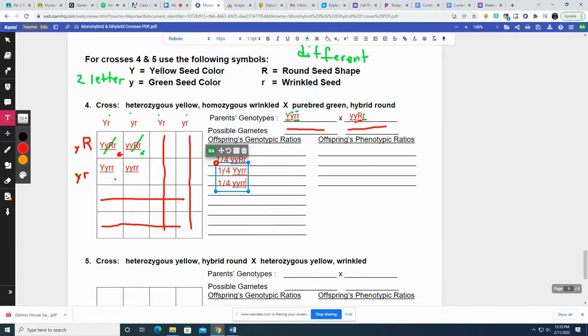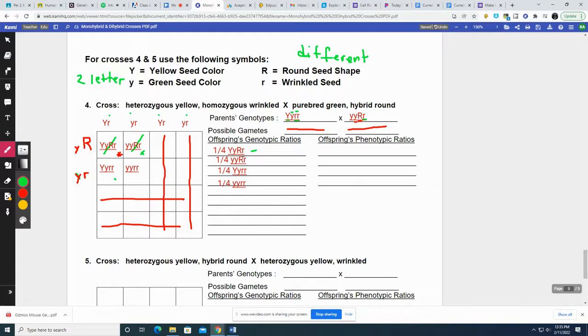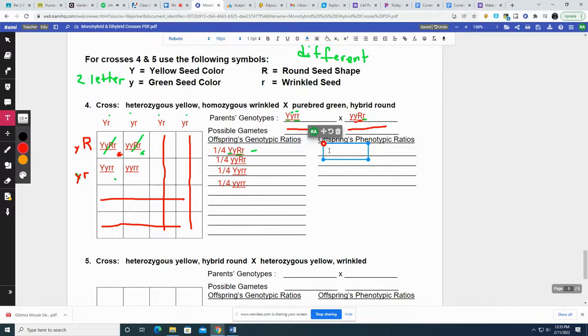All right, now phenotypic ratios is just what do these plants look like? This guy right here, he's got a big Y. Boom, he's going to have yellow seeds because that's dominant. He's got a big R. He's going to have round seeds because that's dominant. So that guy's going to be 1 out of 4, and he's the only guy because this guy's going to be green and round. This guy's going to be yellow and wrinkled. This guy's going to be green and wrinkled. So there's only 1 out of 4 that's going to have that phenotype. 1 out of 4 will be yellow and round seeds.